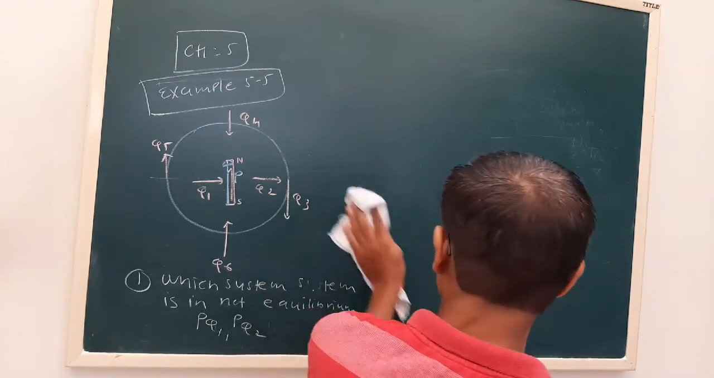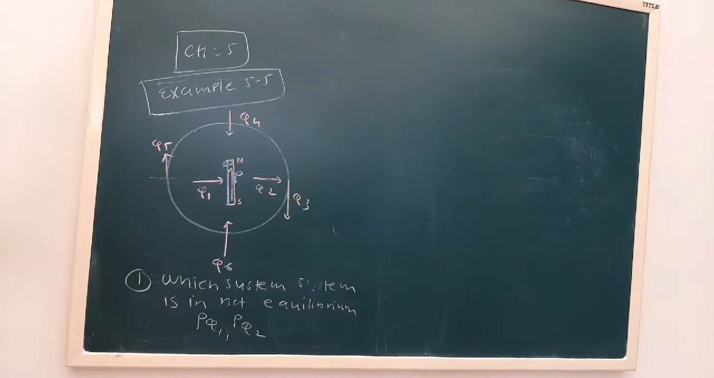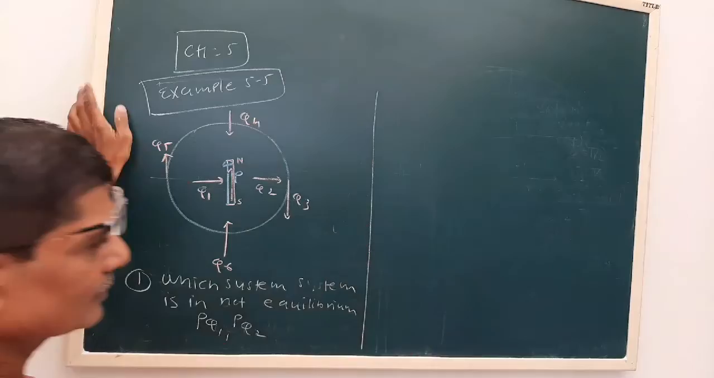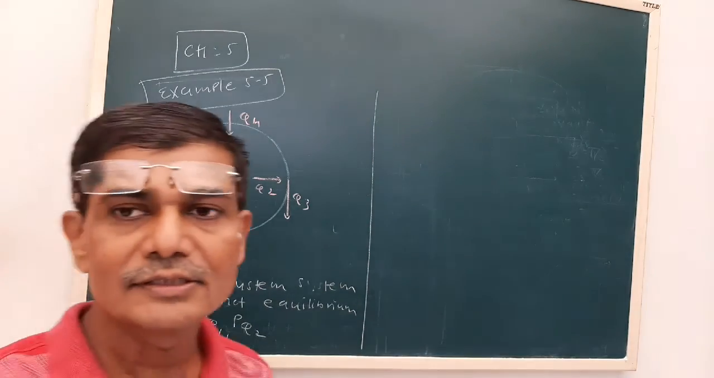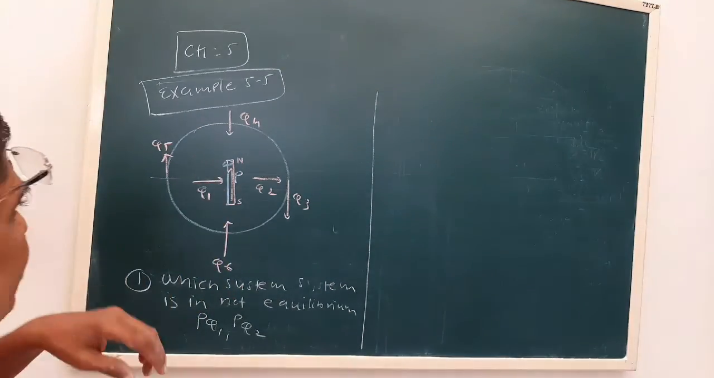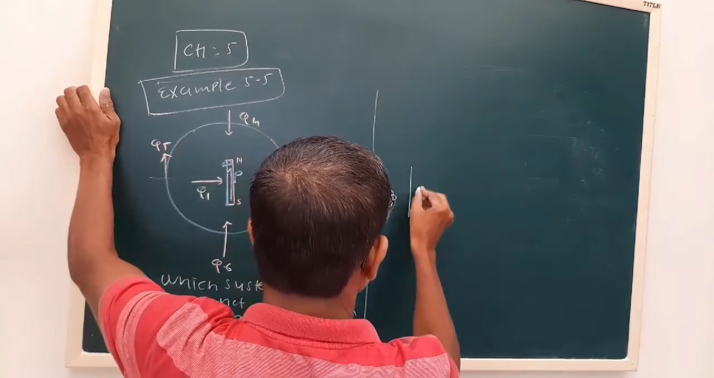Other equilibria are stable and unstable. Now Q1 and Q2 are 0, so there is no question of stable and unstable equilibrium. Now let us say Q3.